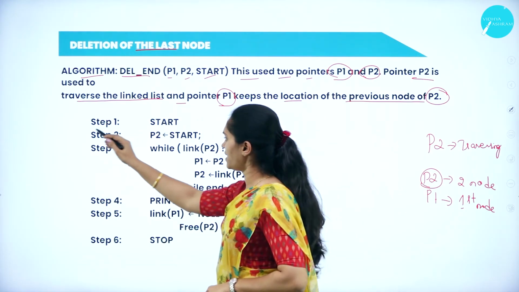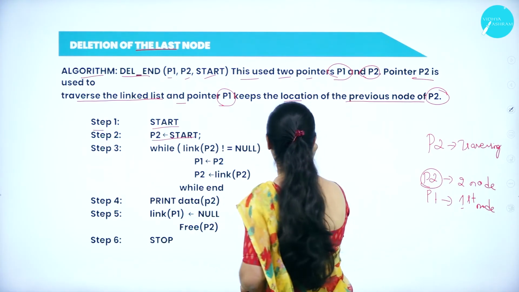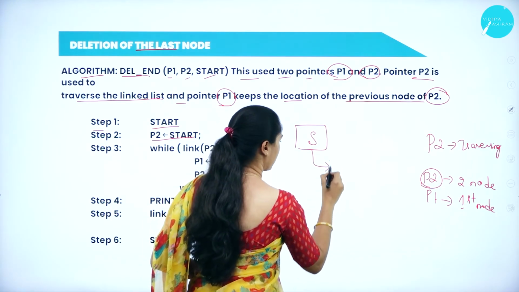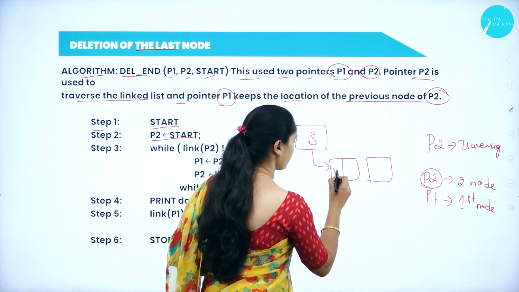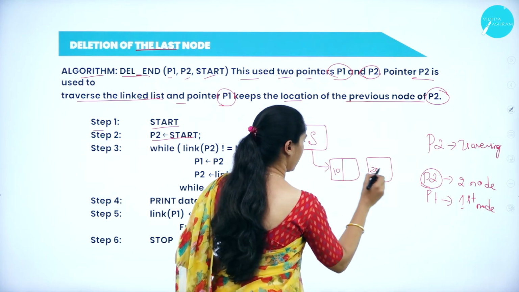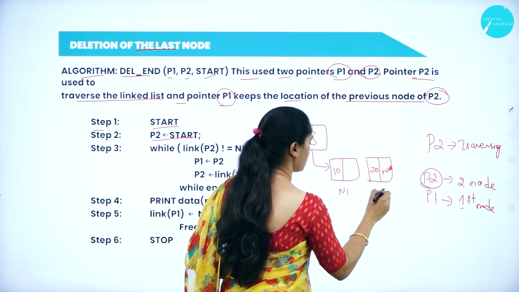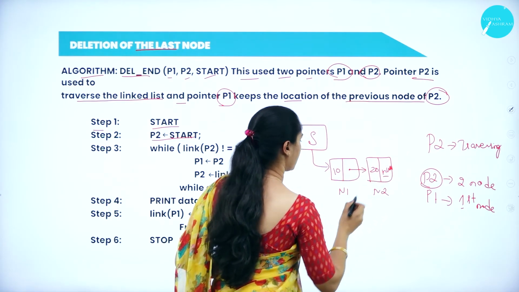So we'll see the step-by-step procedure. First I have to start P2 at start. Consider here it is a start position and let me consider I have 2 nodes, 10 and 20. I have to delete this last node. This is N1 and this is N2, this is pointing to this location, and at last it has null.